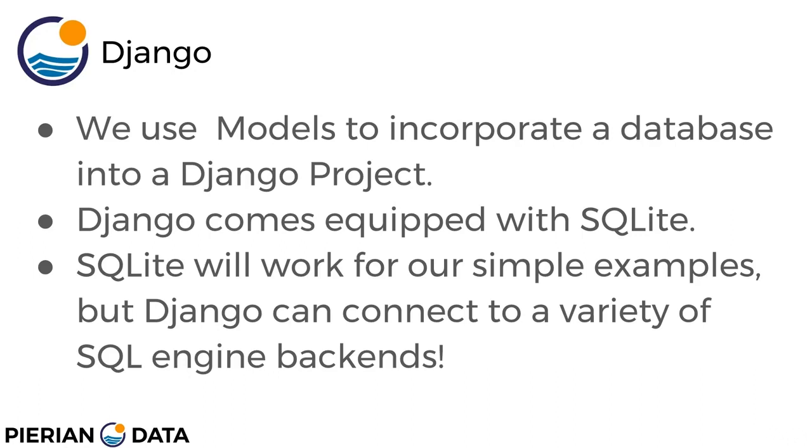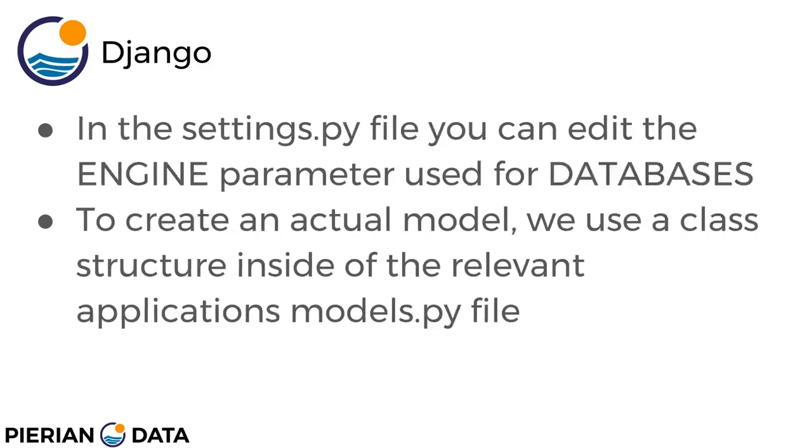But Django can also connect to a variety of SQL engine backends. It can connect to PostgreSQL, MySQL, and all you have to do is switch out the actual engine. We'll talk about that later on. But for most of our projects, SQLite is more than enough. In the settings.py file, you can edit the engine parameter used for databases, and that's where you would connect to a different backend if you didn't want to use SQLite.